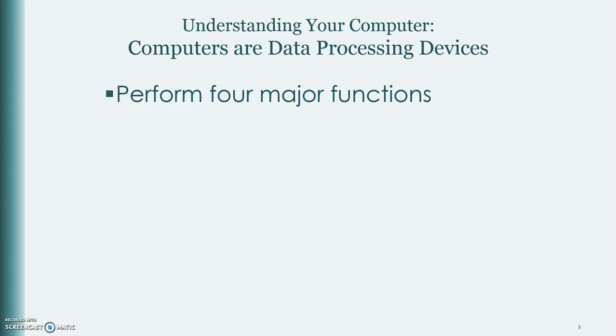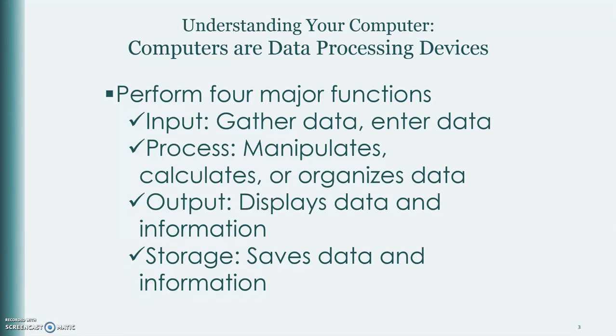So, just as a review, strictly defined, a computer is a data processing device that performs 4 major functions. Do you guys remember what those functions are? We have input, so the computer gathers data or allows us as users to enter data. Process, this is when your machine manipulates, calculates, or organizes that data into information. Output, it displays data and information in a form suitable for the user. And finally, we have storage, which saves data and information for later use.